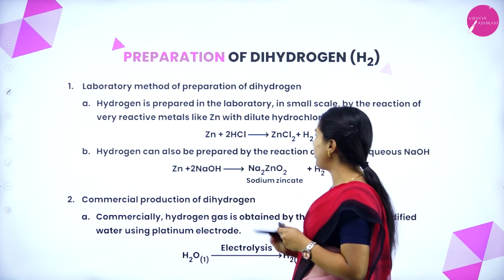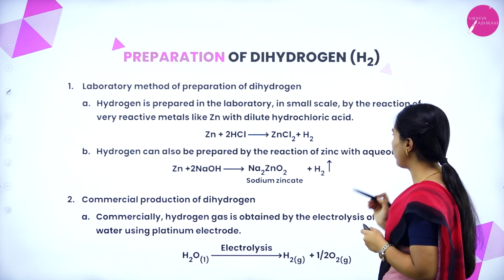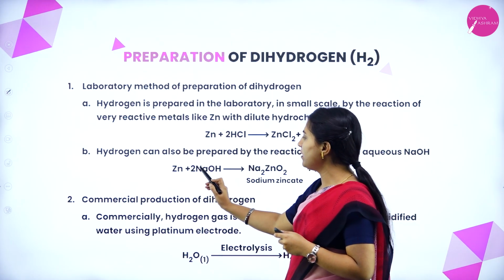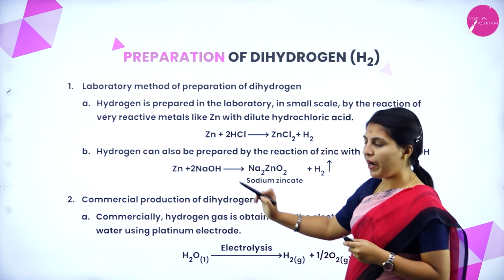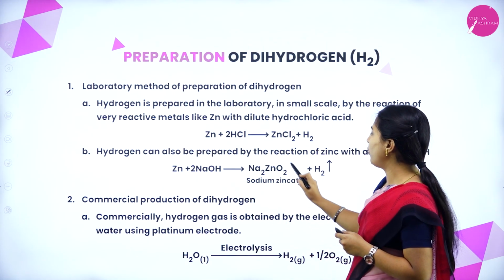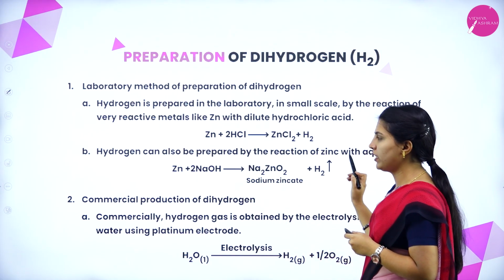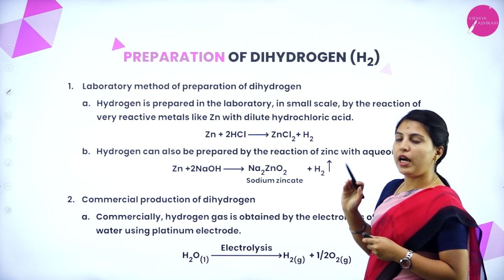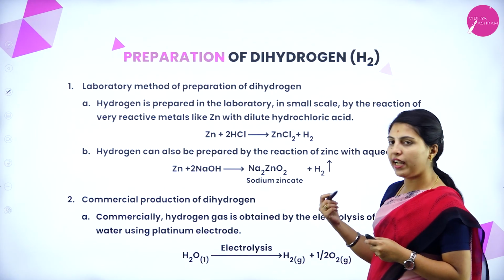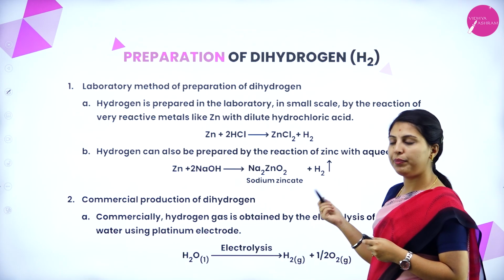Hydrogen can also be prepared by the reaction of zinc with aqueous NaOH. Zinc plus NaOH, that is sodium hydroxide, will form sodium zincate and hydrogen gas. We have to observe that hydrogen gas is liberated in all these reactions.